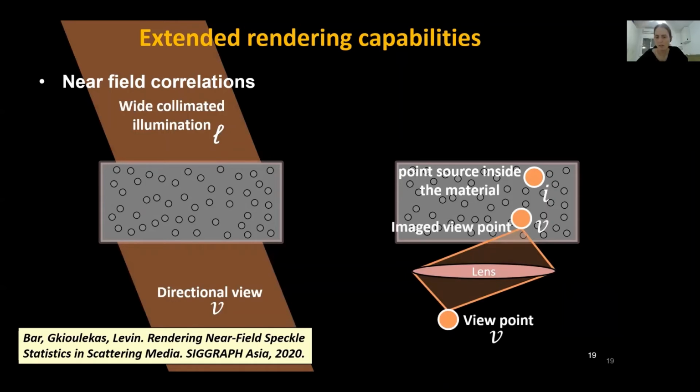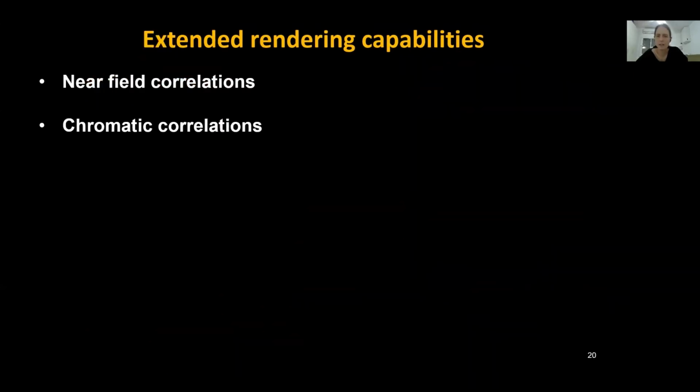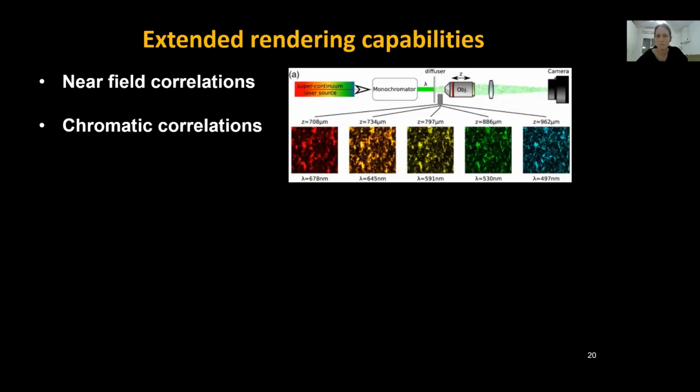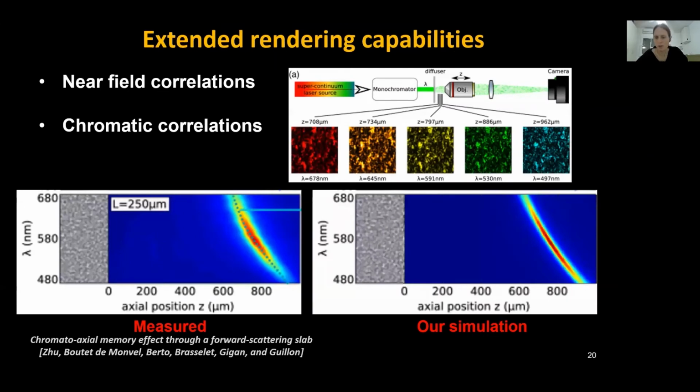These conditions are required in many practical imaging applications. For example, in tissue imaging, when we want to detect fluorescent sources inside the tissue and not far behind it. Another interesting case is correlation between speckle patterns generated when the same scattering slab is illuminated by different wavelengths. So here's an experimental measurement of what is called chromato-axial speckle correlation, which was recently captured by Zhu et al. And here's our attempt to reproduce this experiment with our simulator. Now, the material parameters here are only approximately known, not exactly, but yet our simulator can qualitatively match the empirical observations.